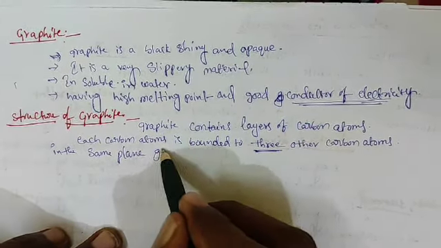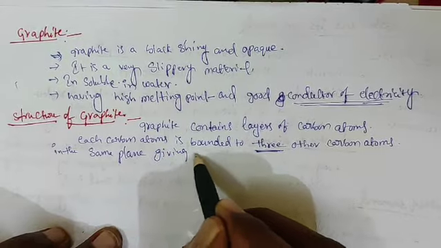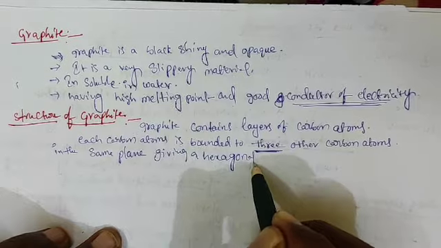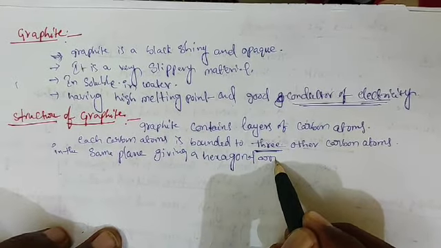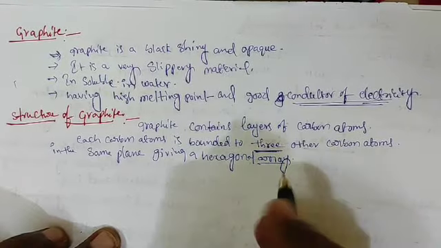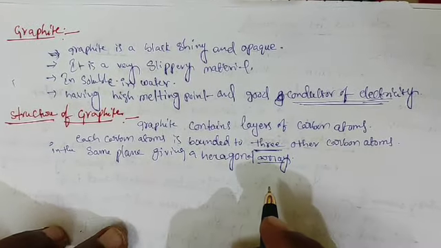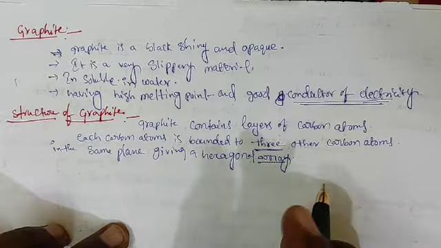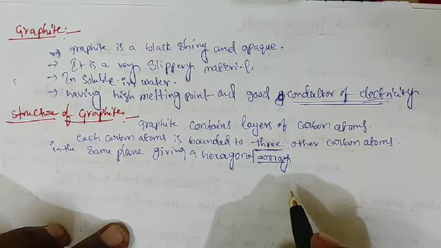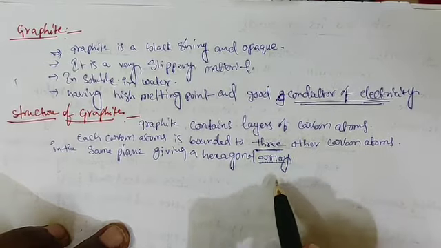The same plane atoms are giving a hexagonal area, means hexagonal structure. In one of these bonds a double bond also is there. So the valence of carbon is satisfied with the help of the double bond, 4.